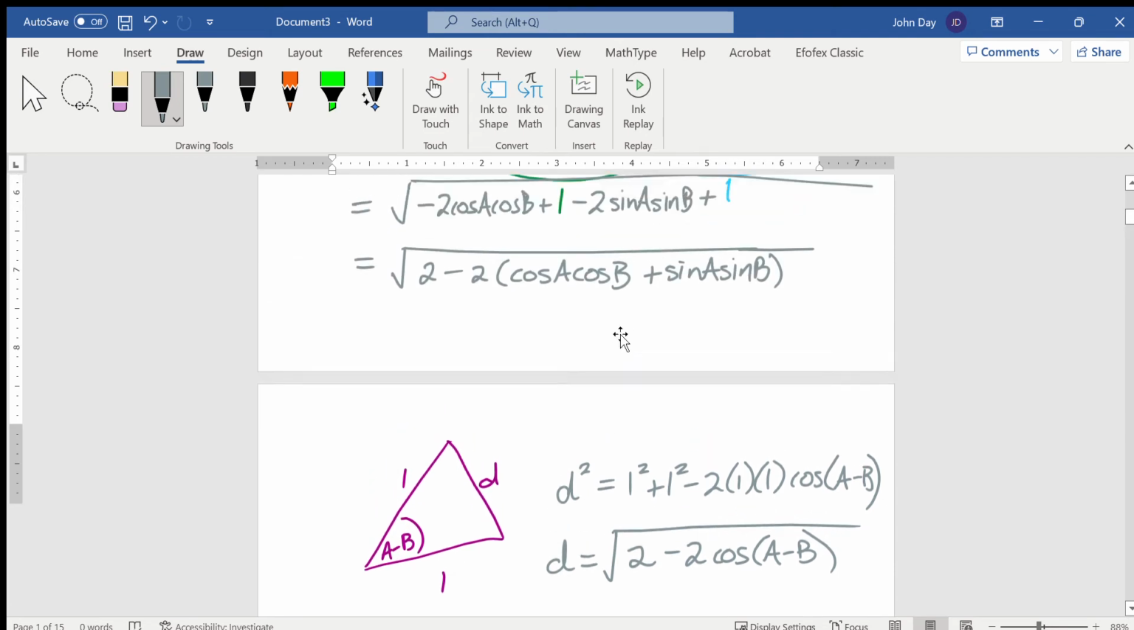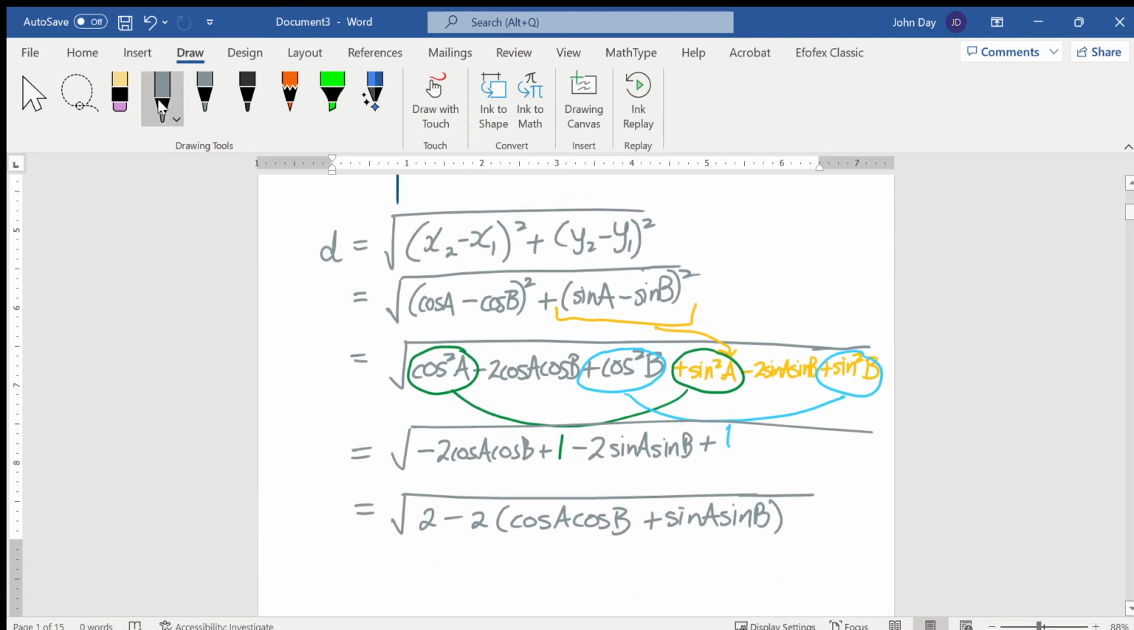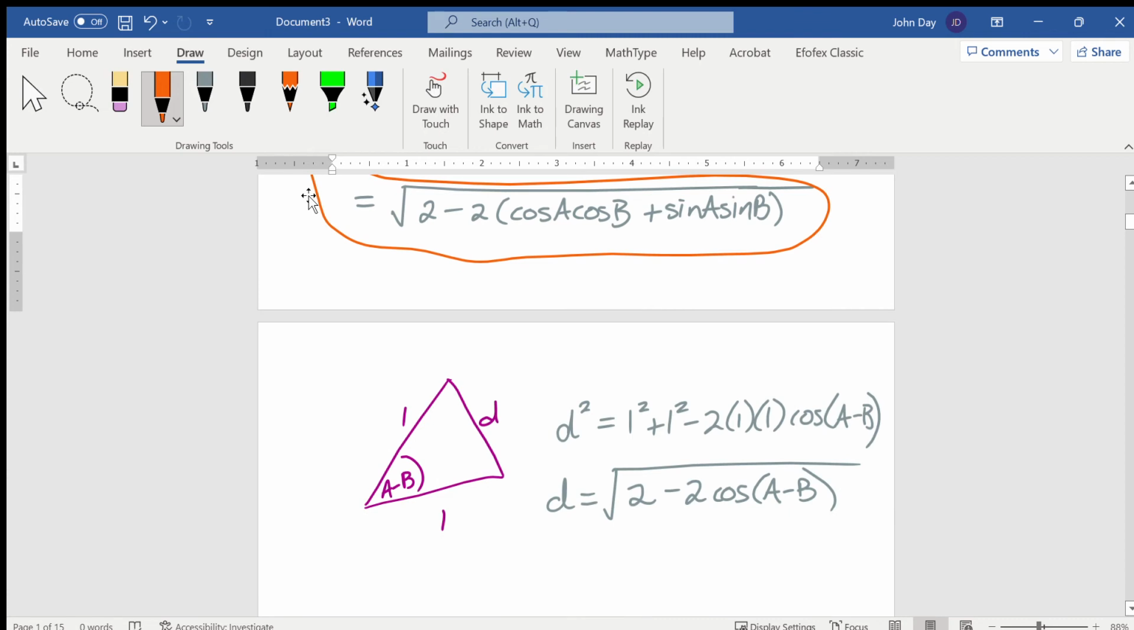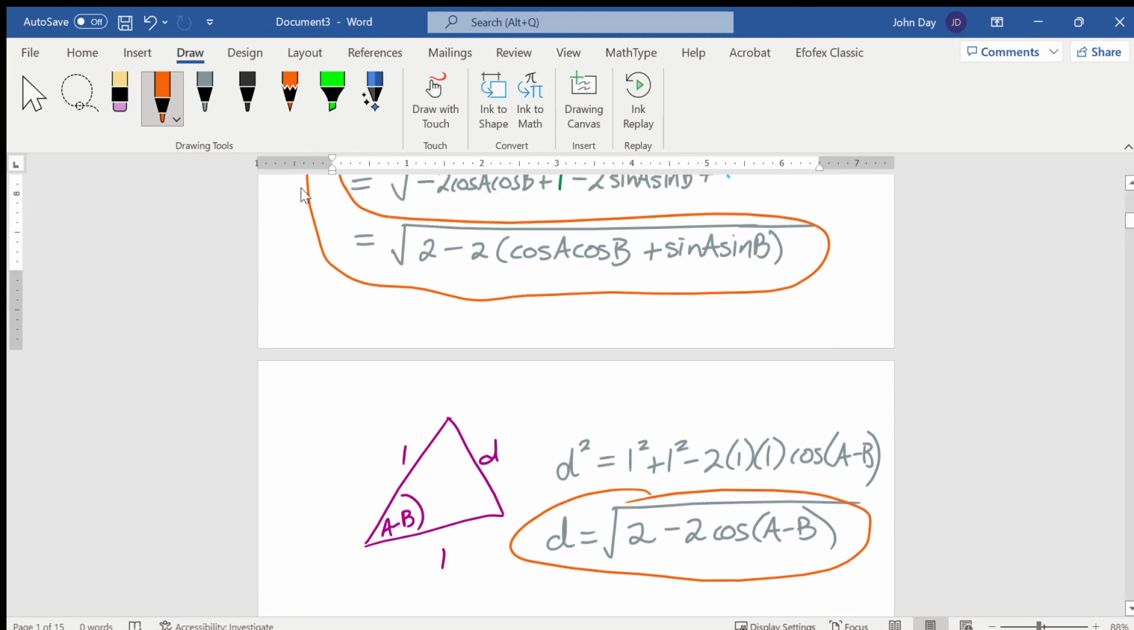I found it in two different ways. I've found that here D is equal to the square root of 2 minus 2 cos A cos B plus sin A sin B. And the other way, I found that D was equal to that. So that means I can equate the two right-hand sides together because they're both equal to D.